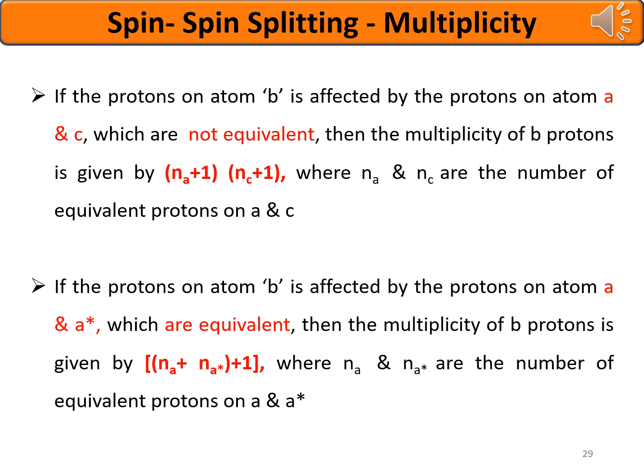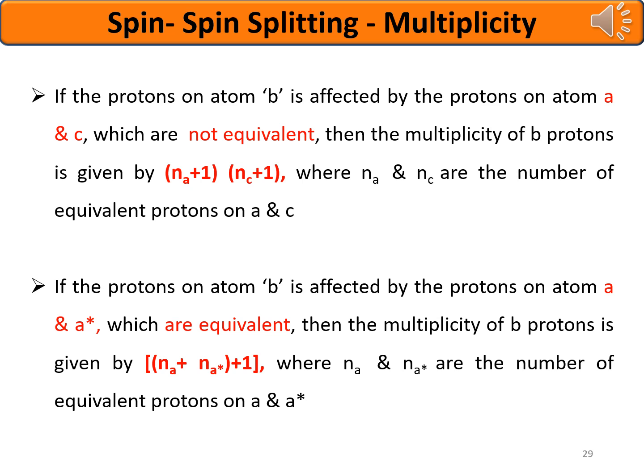If the proton on atom B is affected by the protons on atoms A and C, which are not equivalent, then the multiplicity observed for the B proton is calculated using the equation (Na+1)(Nc+1), where Na and Nc are the number of equivalent protons on A and C.